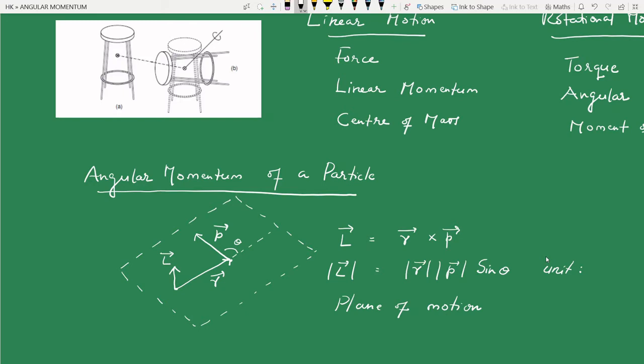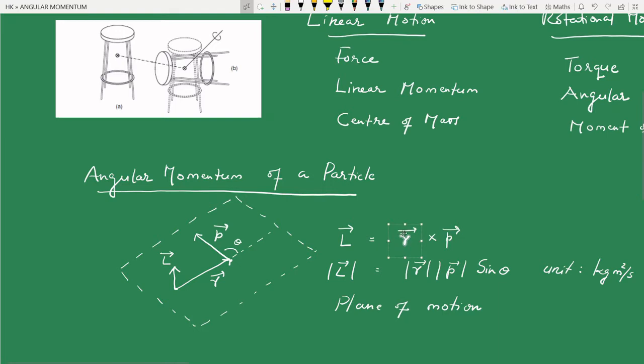And from the position vector r, you have one more meter, so we have kilogram meter per second into meter, so kilogram meter square per second. That is the unit of angular momentum. So we have to note two points here.